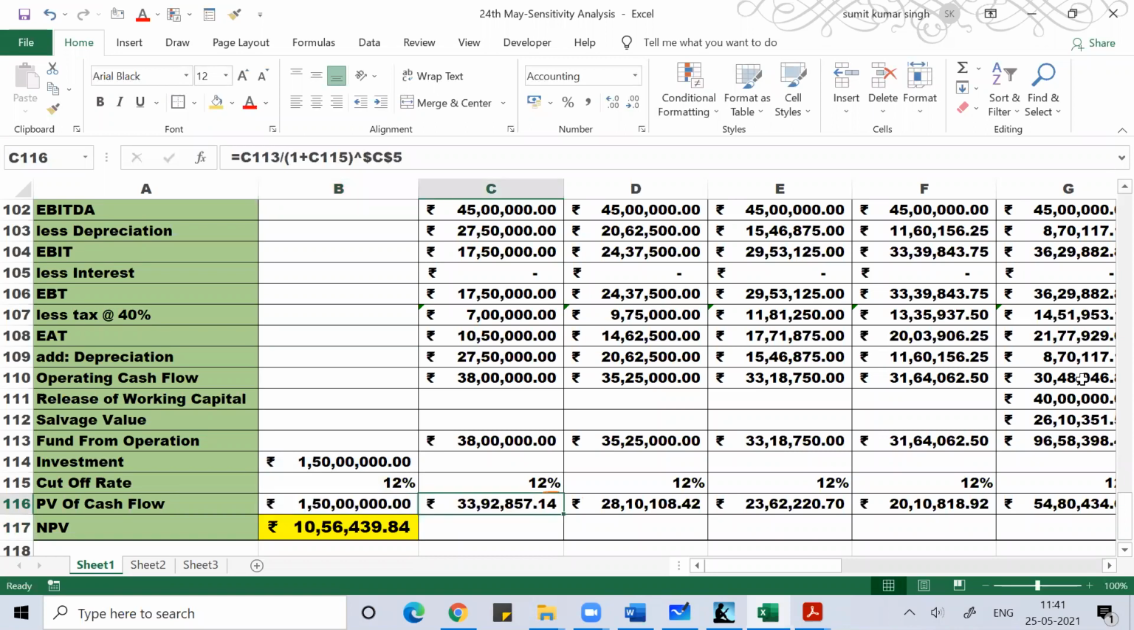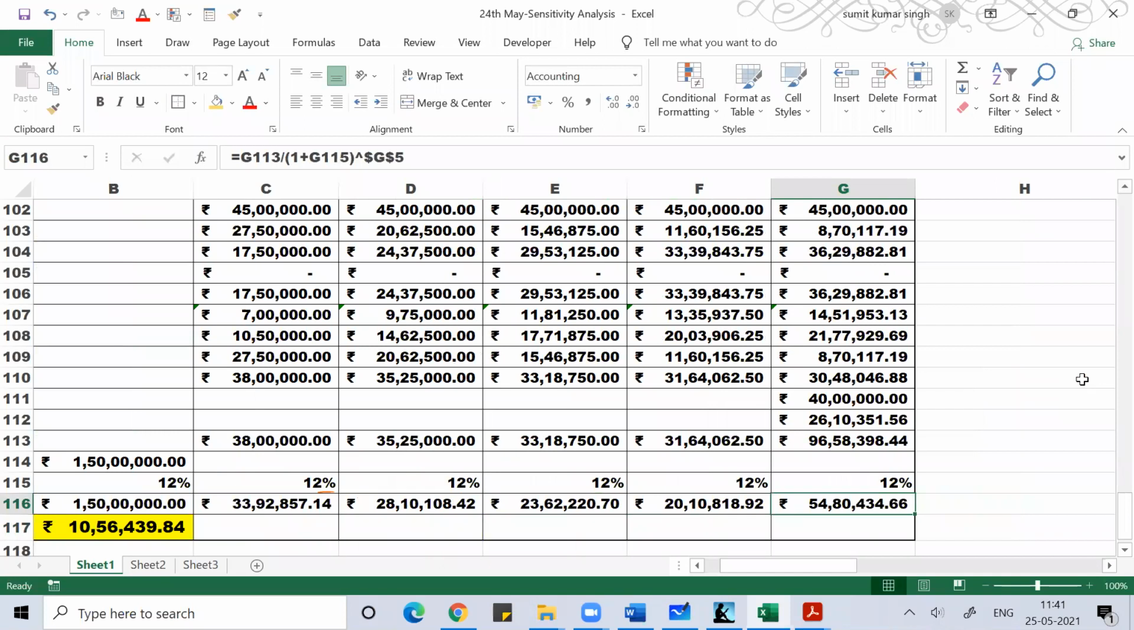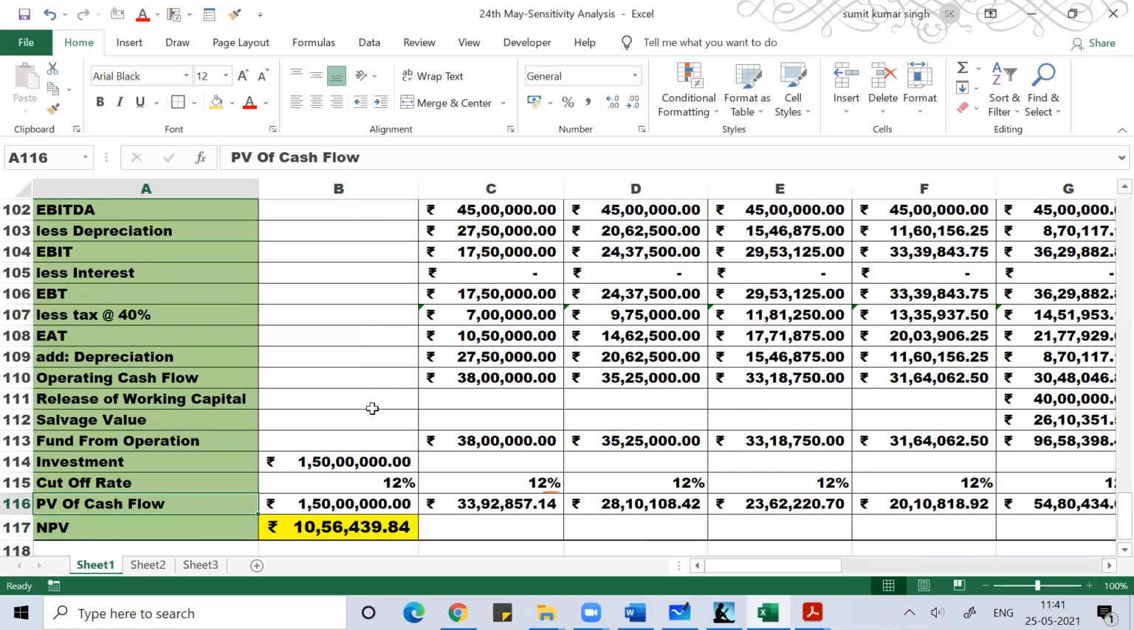Anyone, any doubt? And then you'll find again the NPV. Anyone, any doubt?